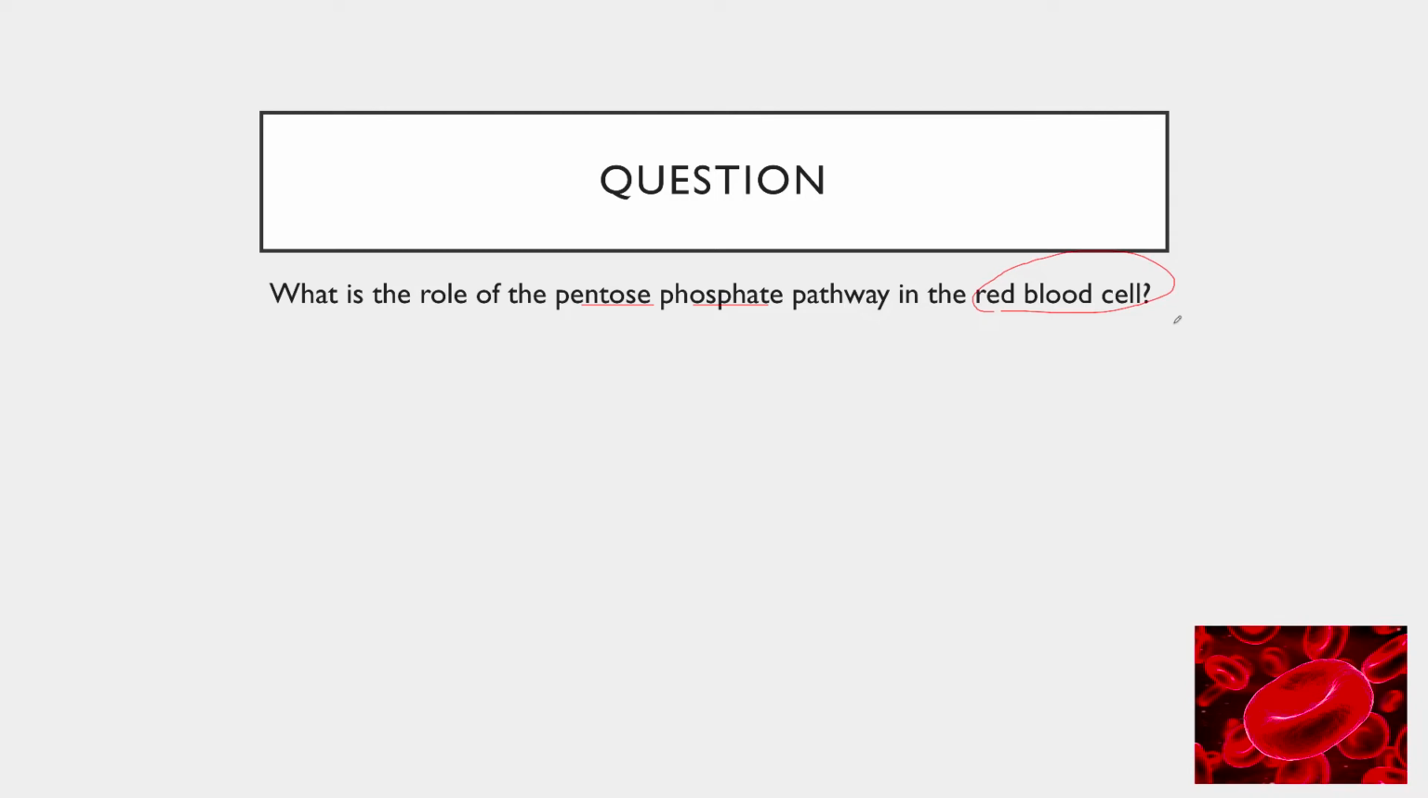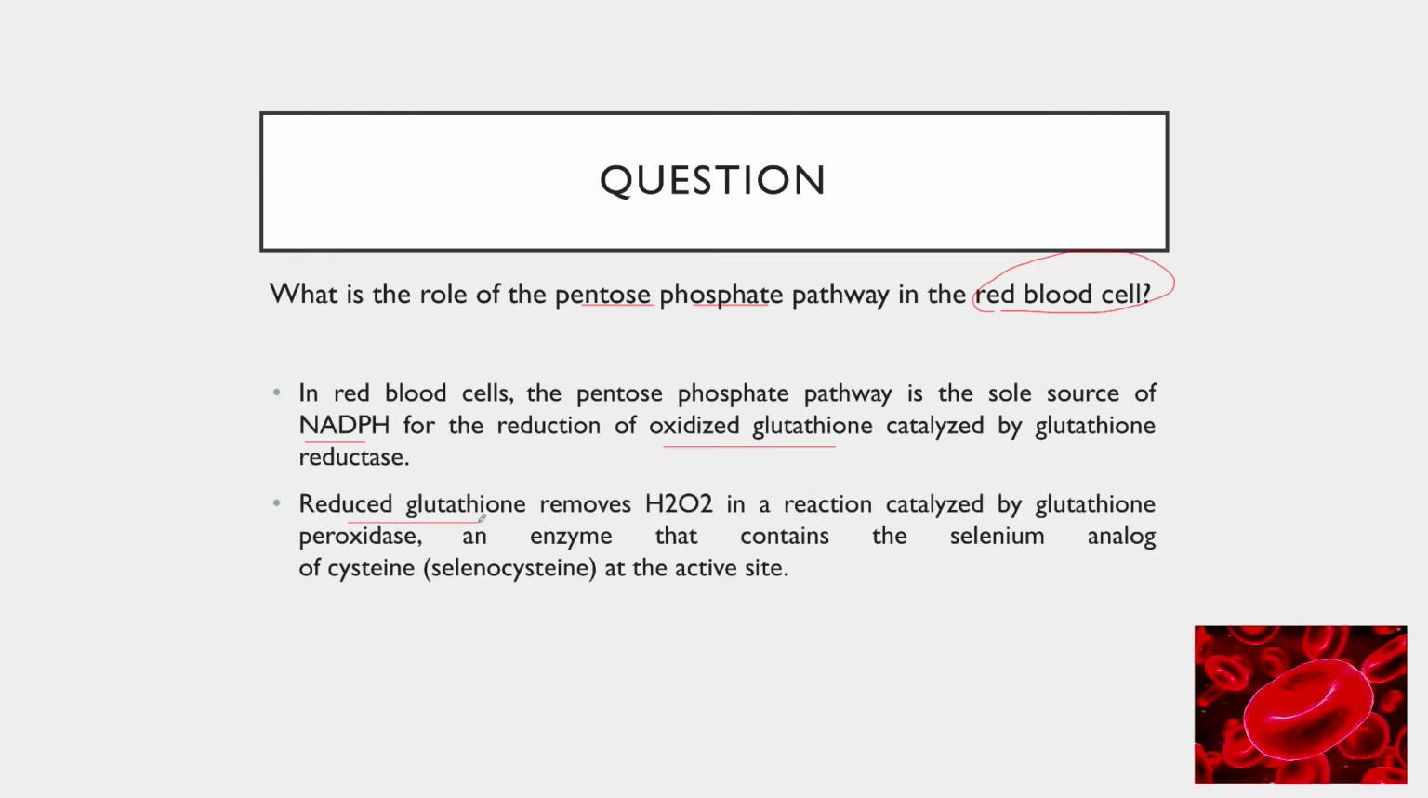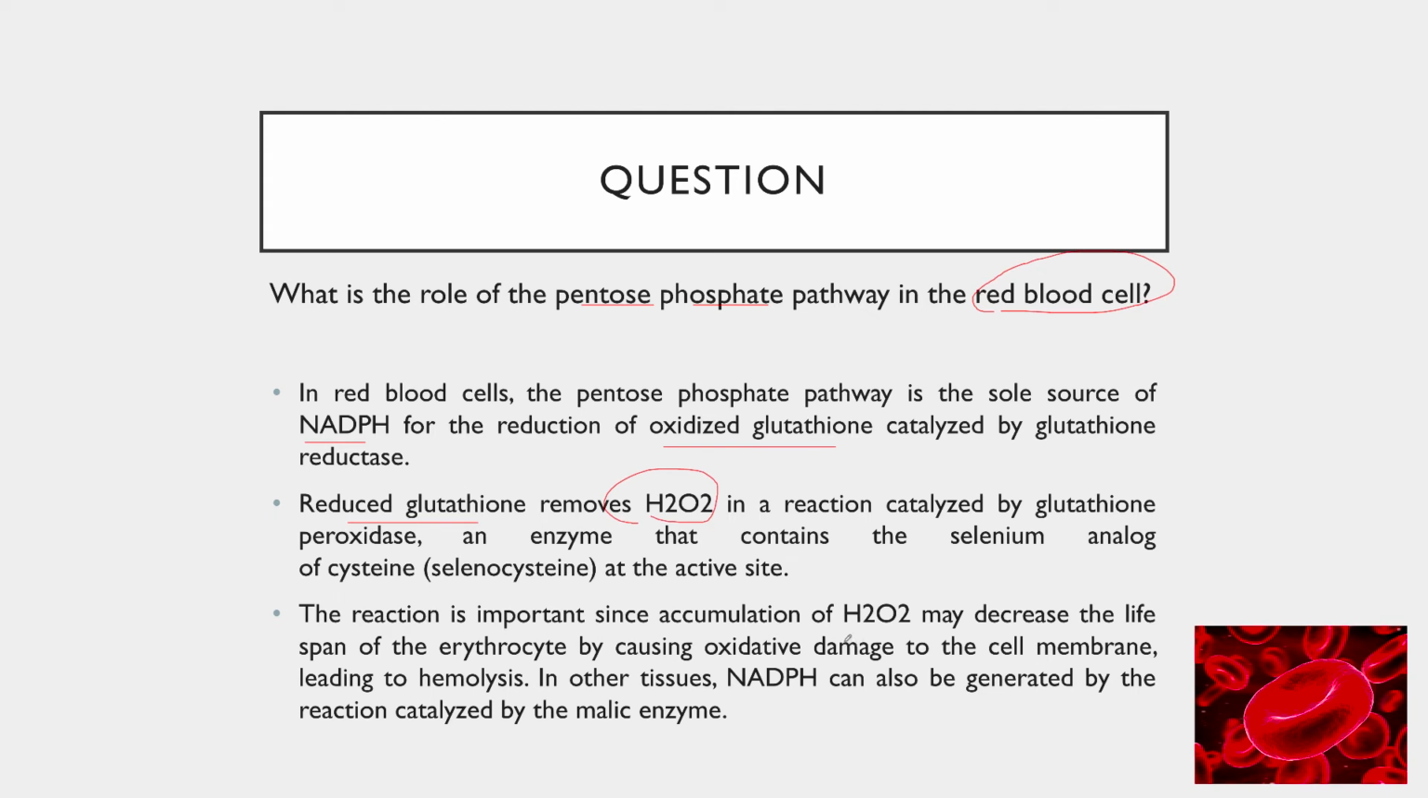The pentose phosphate pathway plays a very important role in the red blood cell. In red blood cells, this pathway is the sole source of NADPH for the reduction of oxidized glutathione. Again, the reduction of glutathione, as we saw on the previous slide, removes hydrogen peroxide in a reaction catalyzed by glutathione peroxidase. And finally, this reaction is important since the accumulation of hydrogen peroxide decreases the lifespan of the erythrocyte by causing oxidative damage. In other tissues, NADPH, we will see, can be generated by the cytosolic enzyme malic enzyme. However, this enzyme is not present in the red blood cell.